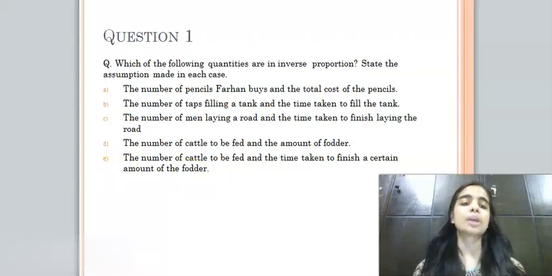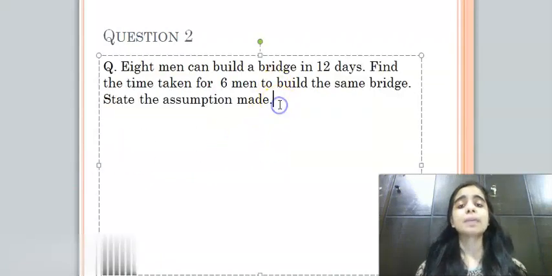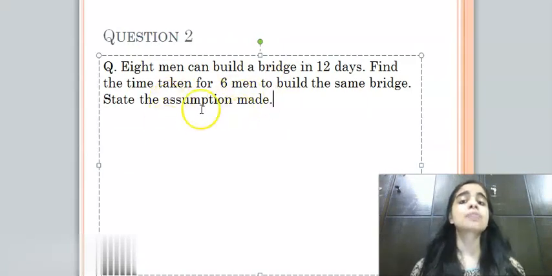Now, let's do question number 2. Alright. 8 men can build a bridge in 12 days. Find the time taken for 6 men to build the same bridge. State the assumption made. So, the assumption is that we are considering the same bridge.